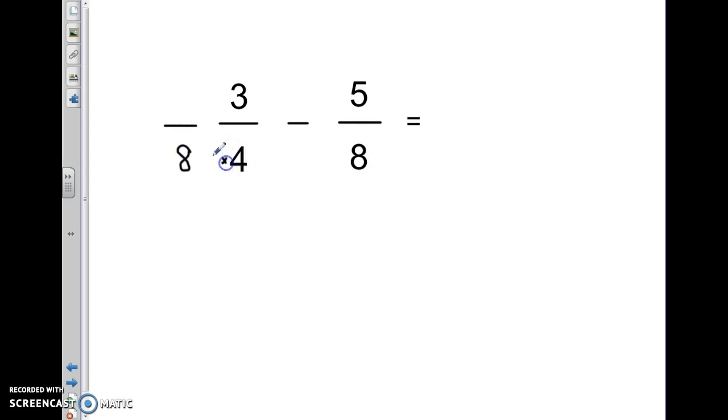4 times 2 is going to give me 8. So I'm going to do the same on the top. If I multiply by 2 on the bottom, I'm going to multiply by 2 on the top. 3 times 2 is 6. So now we've got 6 eighths minus 5 eighths, which is going to give us 1/8.